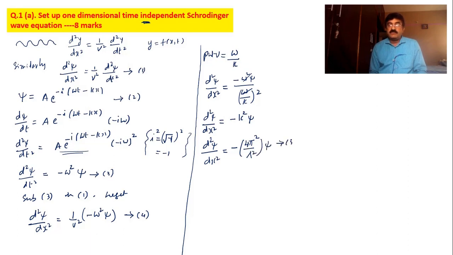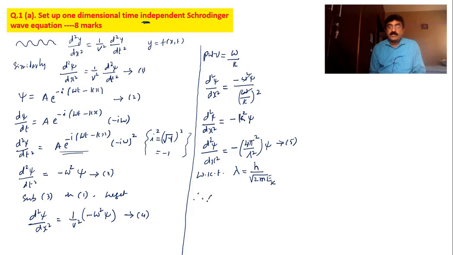Call this equation number 5. So you must know what k is. K is nothing but the wave number. It is equal to 2 pi by lambda. Also, we know that lambda is equal to h divided by square root of 2m E suffix k, where k stands for kinetic energy. So this is nothing but the de Broglie equation.